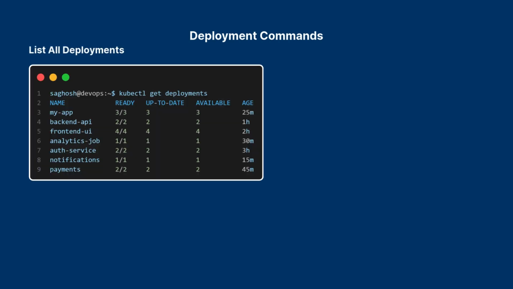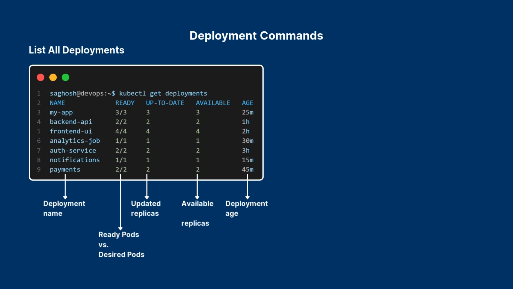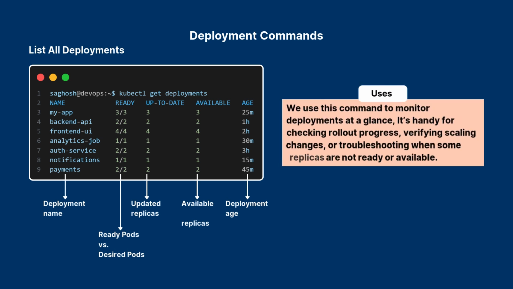The next command that we have is the kubectl get deployment command. This command lists all the deployments in the current Kubernetes namespace. It shows the name of each deployment, how many replicas are ready, how many are up to date, how many are currently available, and the deployment's age since its creation. We use this command to monitor deployments at a glance. It's handy for checking rollout progress, verifying scaling changes, or troubleshooting when some replicas are not ready or available.